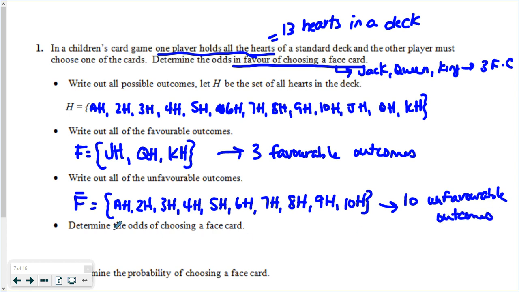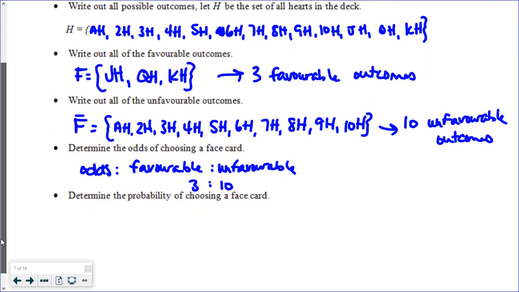So determine the odds of choosing a face card. So again, when we're talking about odds, it's talking about favorable to unfavorable. So our favorable outcomes, there are 3. Our unfavorable outcomes, it is 10 unfavorable outcomes. And so now the next question says, determine the probability of choosing a face card. So this was an odds question. This is a probability question.